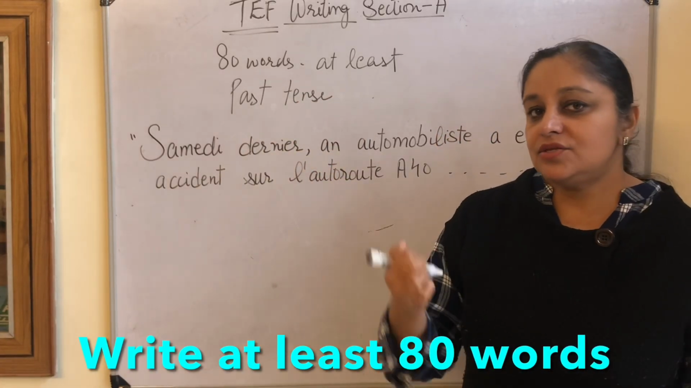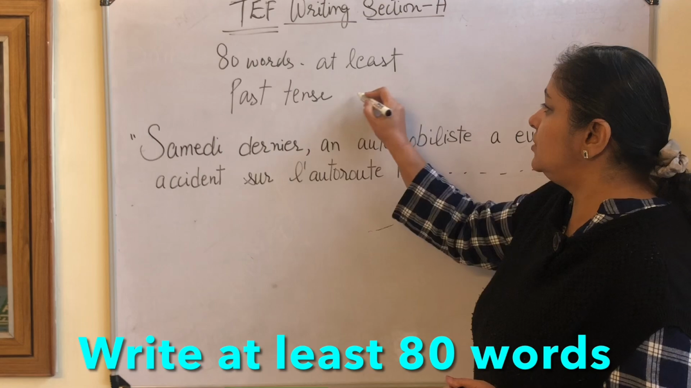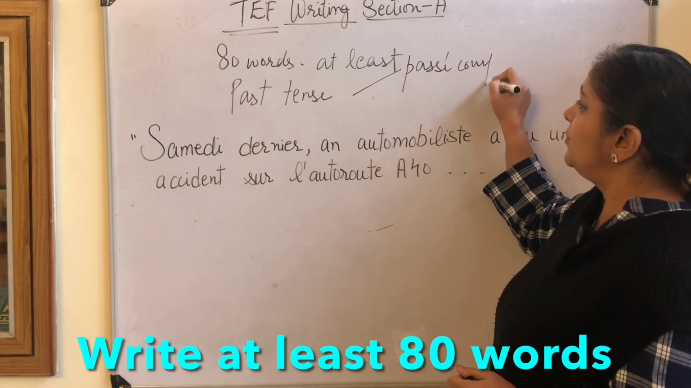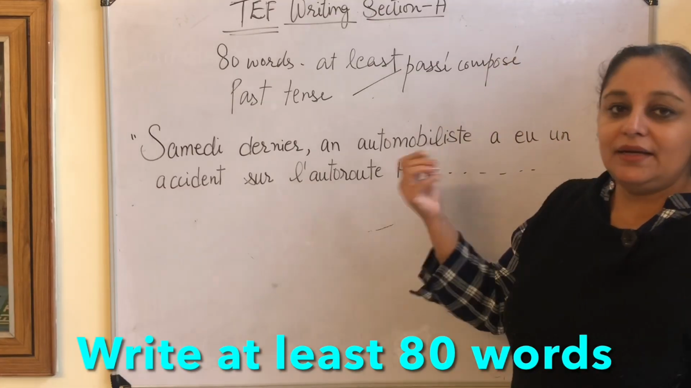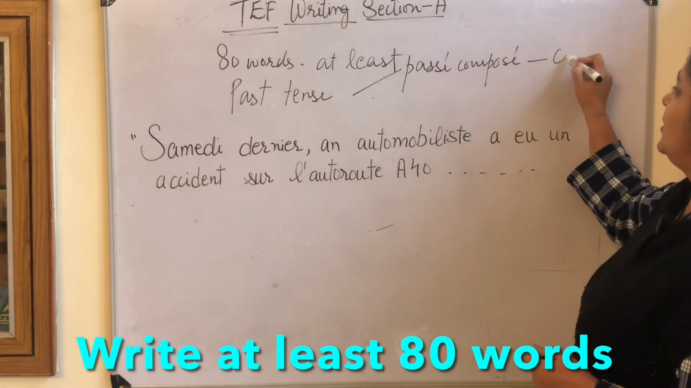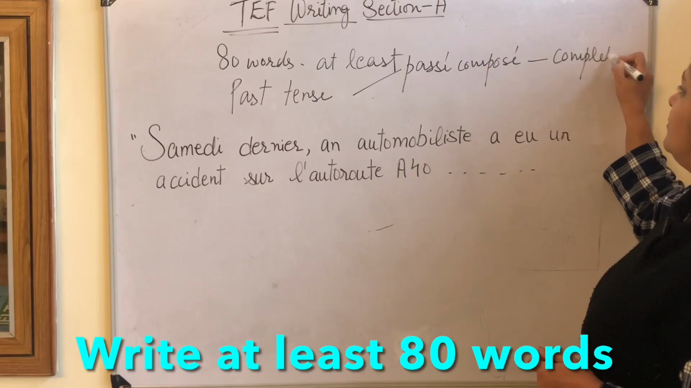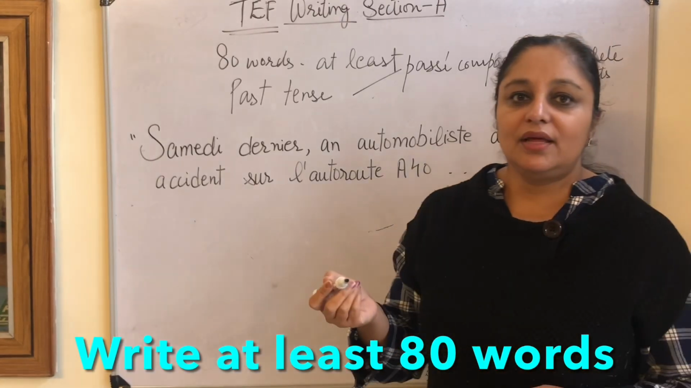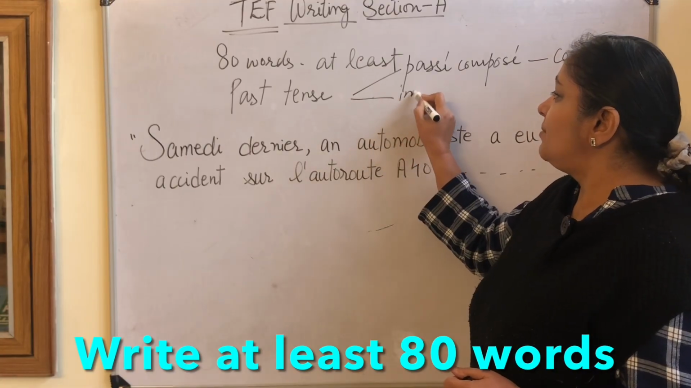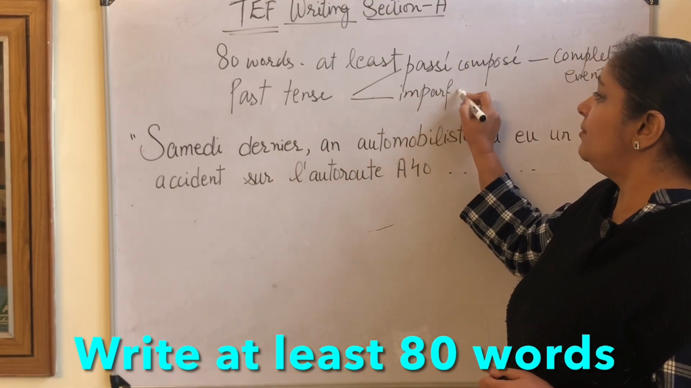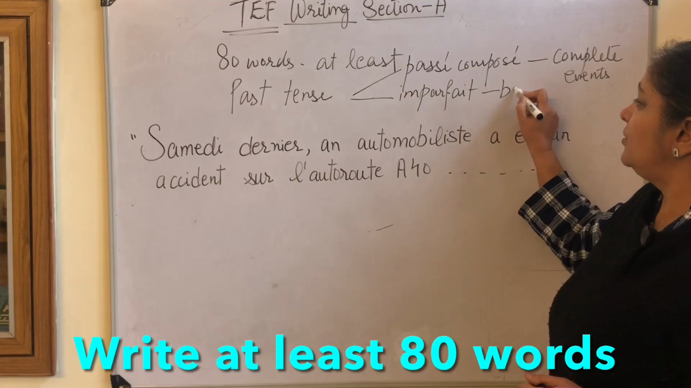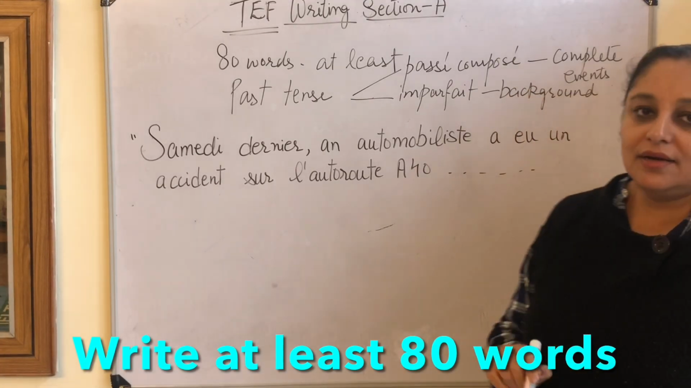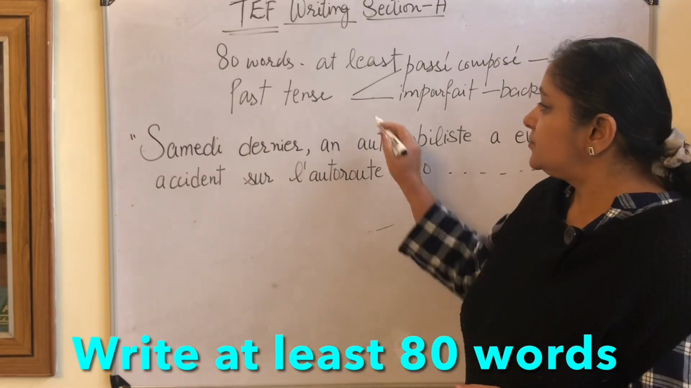So in past tense, what are the three forms that we need to use? One is passé composé. Passé composé for completed events. All those events which are complete, we tell with the help of passé composé. Second one is imperfect. Imperfect means we tell about background. So we tell about the background of that incident or accident in imperfect.